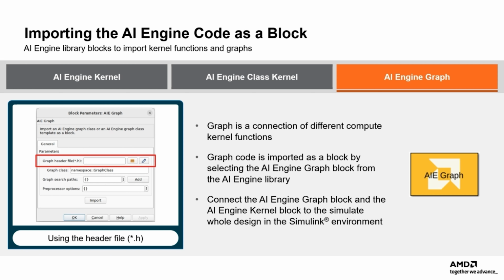Parameters such as the graph port name and data type are automatically updated from the graph code. Note that importing a graph class that has PLIO attributes specified is not allowed. If this is attempted, Vitis Model Composer will generate an error message.